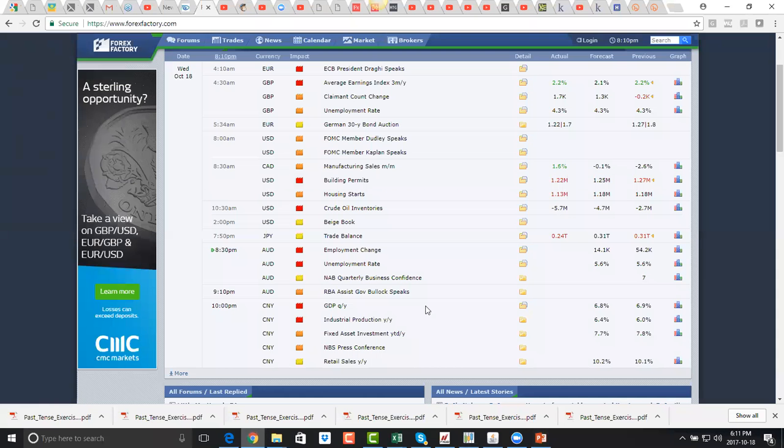We will start off as usual by taking a look at our calendar here. Coming up in the Asian session, we have employment numbers for Australia, and then we have GDP and industrial production numbers for China. Again, these will be important for Australia and New Zealand. So it's an important session for the Australian and New Zealand dollars, both of them.